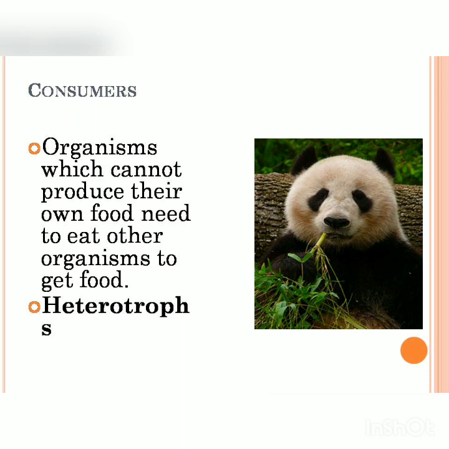Consumers. Organisms which cannot produce their own food need to eat other organisms to get food. These organisms are called consumers. All animals are consumers as they cannot produce their own food. Consumers are also called heterotrophs.